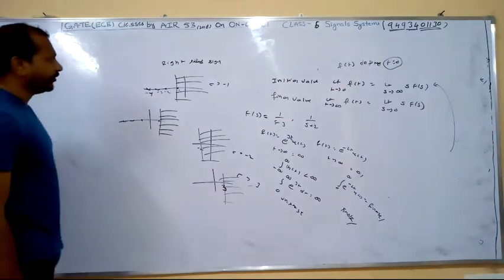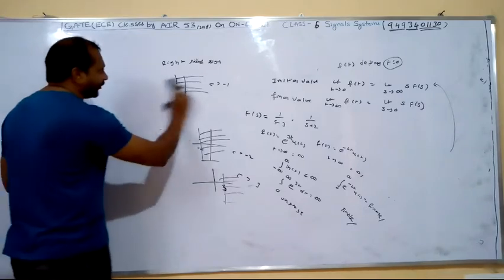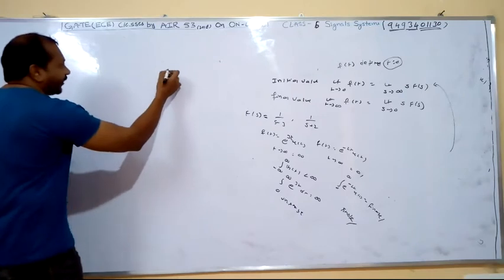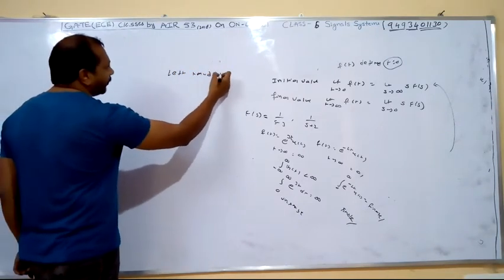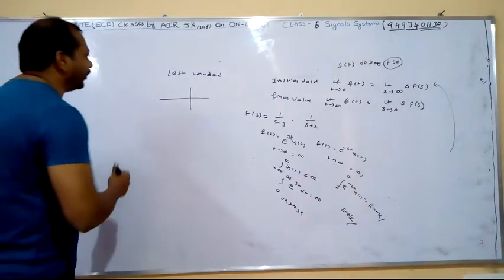Suppose in the question they mention a left-handed signal. Then, unlike a right-handed signal where poles should be in the left half of the S plane, in a left-handed signal the poles should be in the right half of the S plane, because for a left-handed signal the ROC is on the left side.